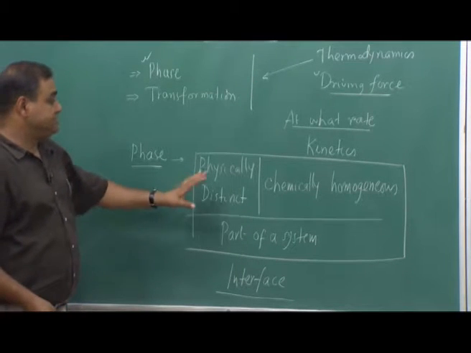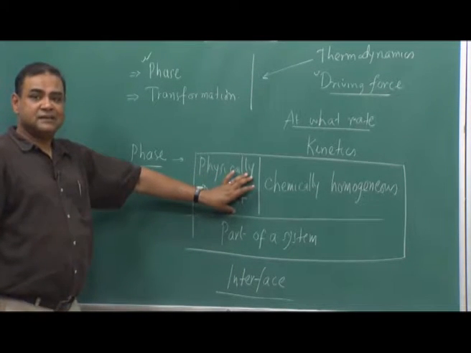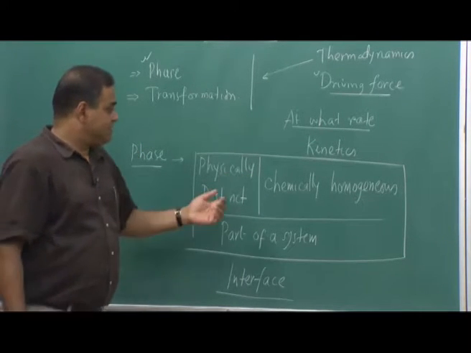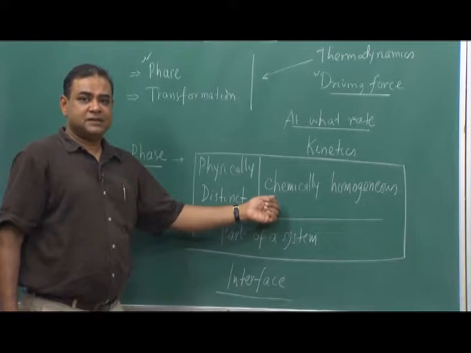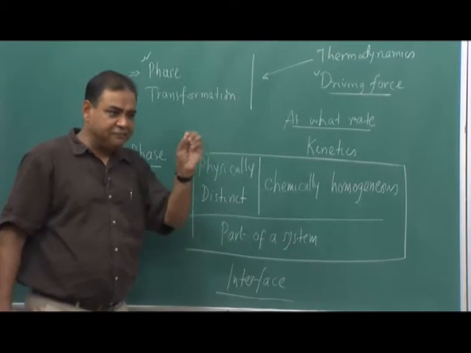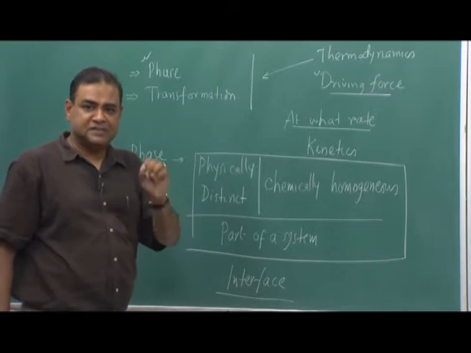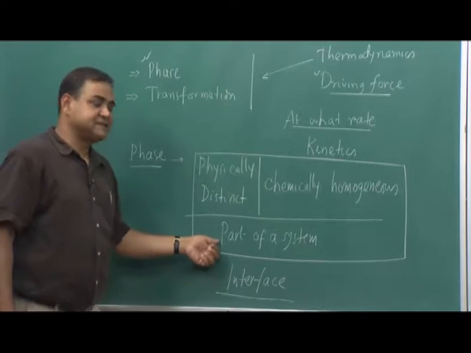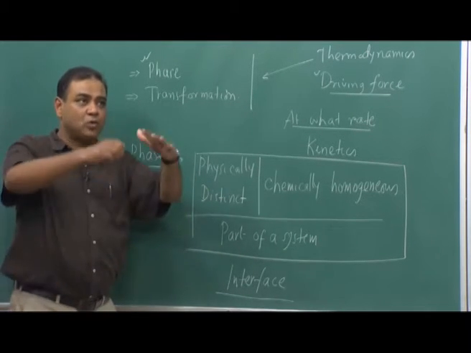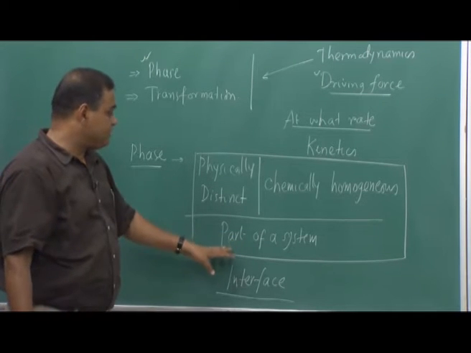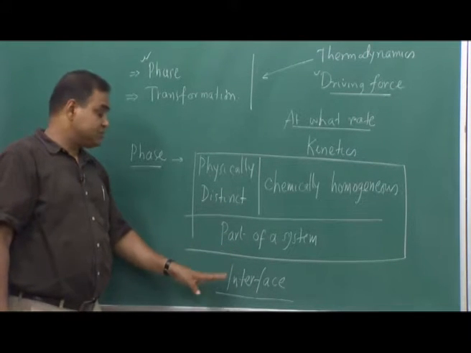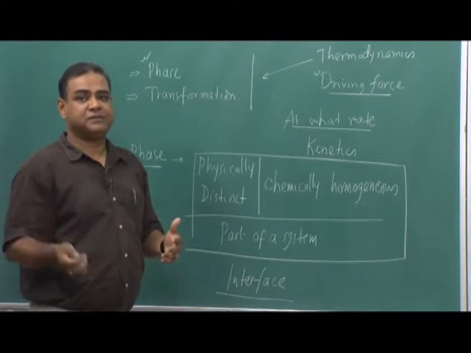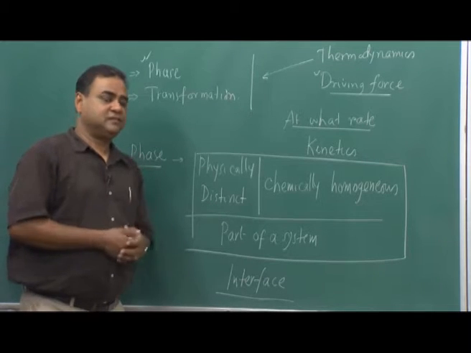Physically distinct means its appearance would be different. Chemically homogeneous means that in that particular phase, at every point we can have a similar concentration, composition. And part of a system means it should be a part of a whole system. Whenever we are talking about a part of a system, we need to see whether that part is covered or separated from the rest of the system with an interface.